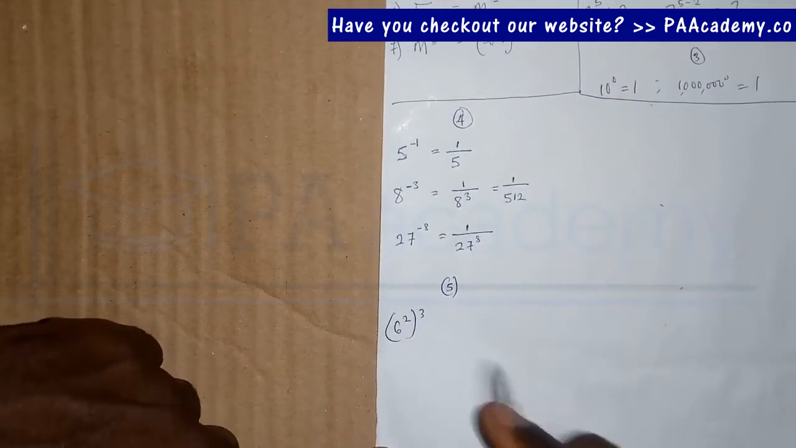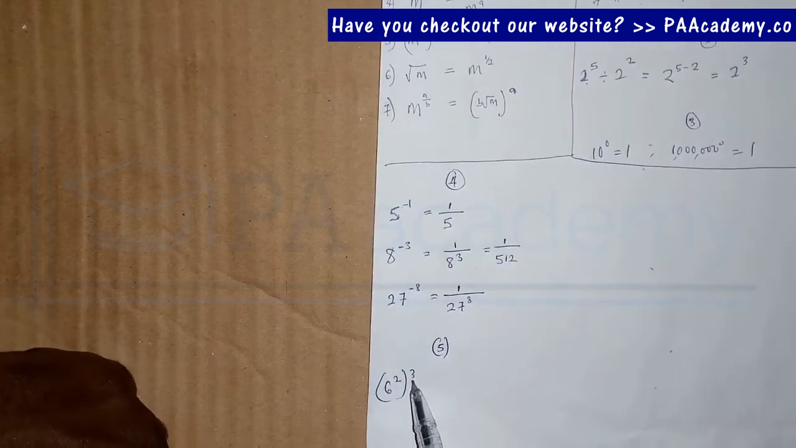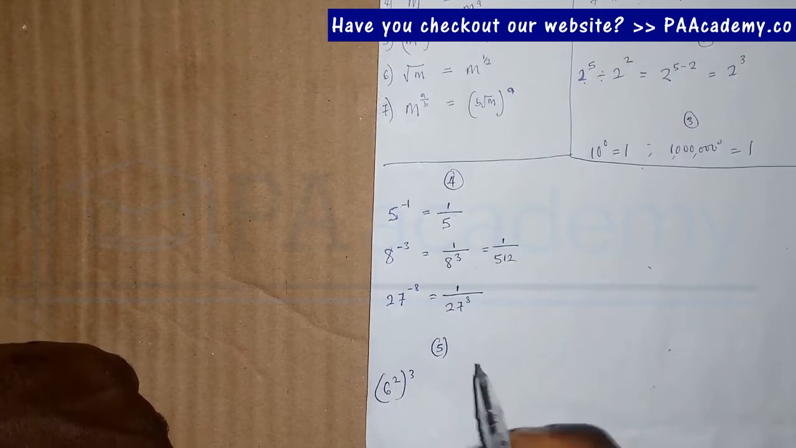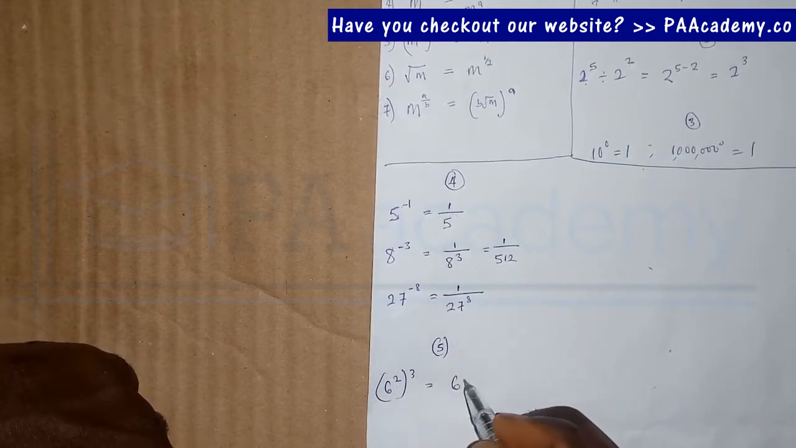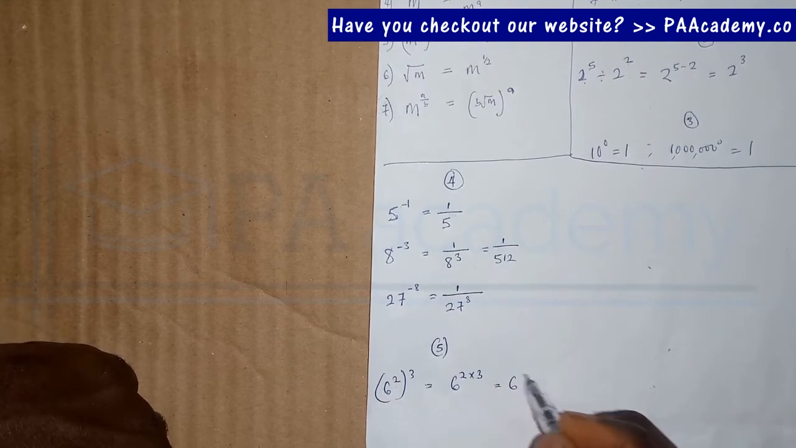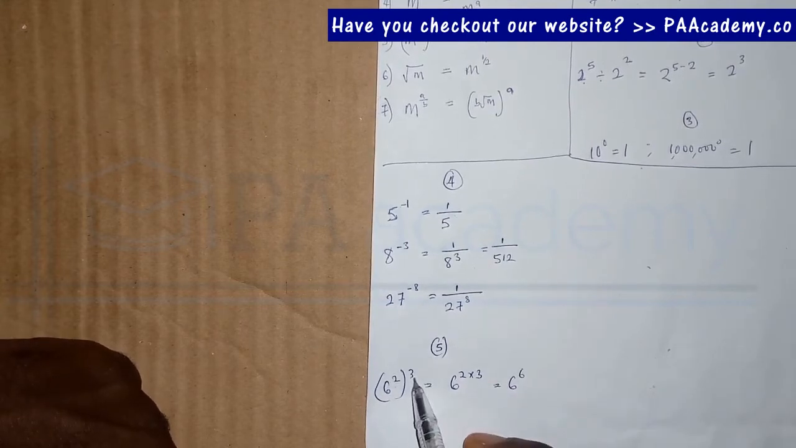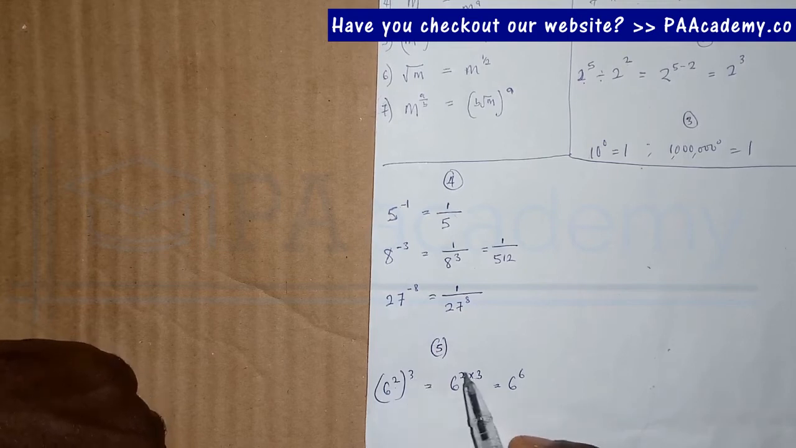So if you're having 6 raised to power 2, all into bracket 3, it's the same thing as 6 raised to power 2 times 3, and that will give us 6 raised to power 6. So what we do is to multiply the power. I hope that is clear.